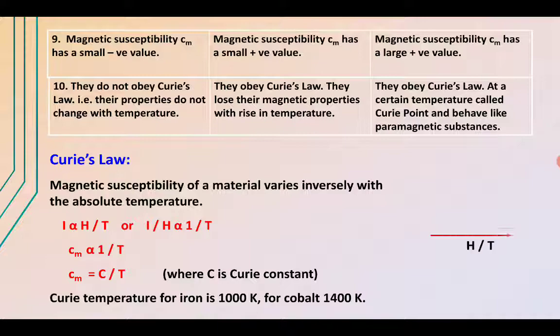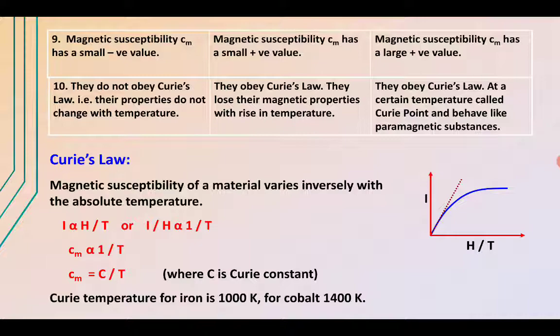From the graph we can see that we have the H by T ratio along the x-axis and the intensity along the y-axis, and we have a plot for that Curie temperature. This particular portion, the slope, represents the Curie law region, and this is the saturation region for a magnetic material.